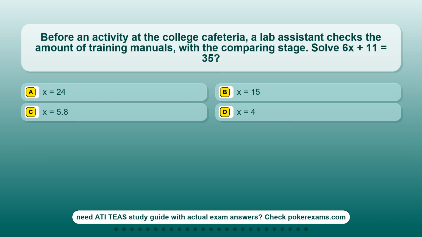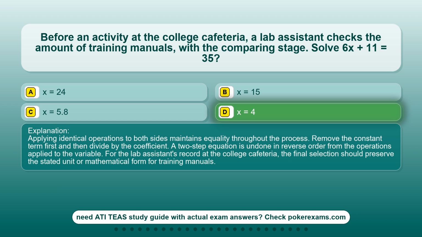Before an activity at the college cafeteria, a lab assistant checks the amount of training manuals, with the comparing stage. Solve 6x plus 11 equals 35. Option A, x equals 24. Option B, x equals 15. Option C, x equals 5.8. Option D, x equals 4. The correct answer is option D, x equals 4.